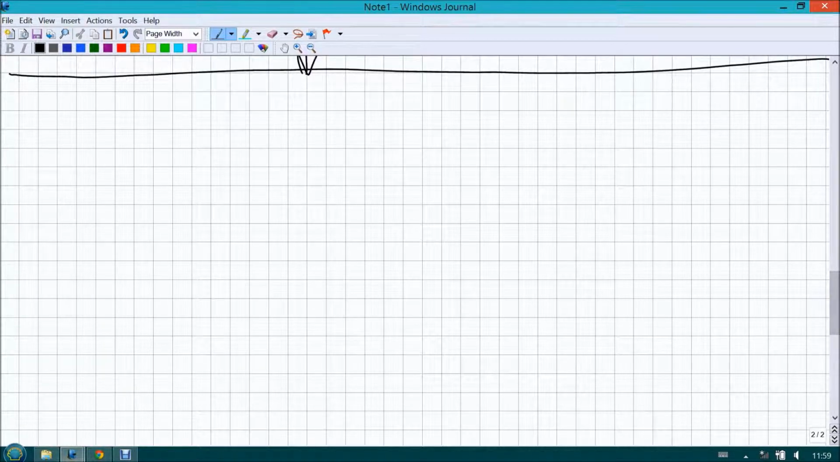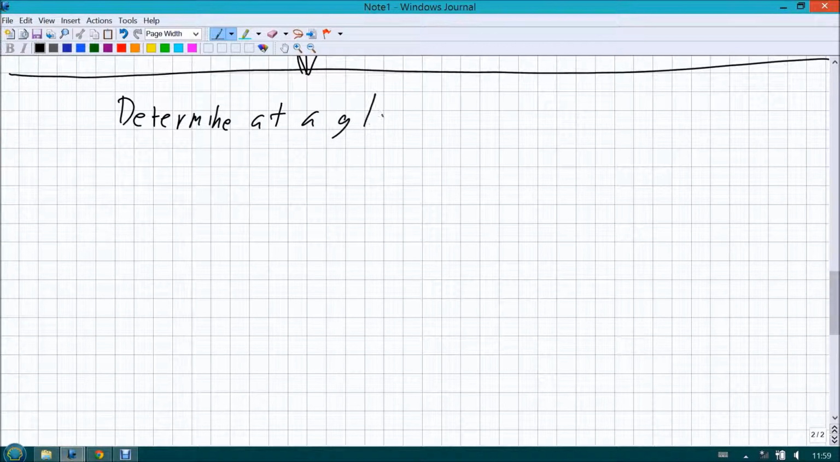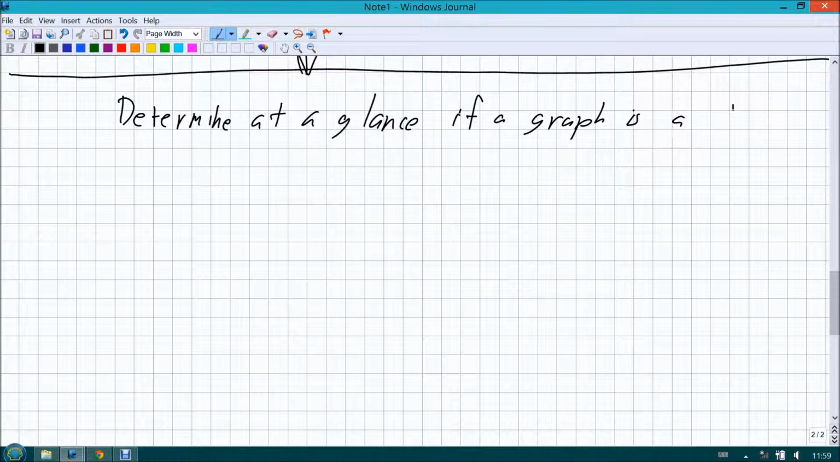So one of the things that we need to be able to do with a Cartesian coordinate system is determine at a glance if a graph is a function.